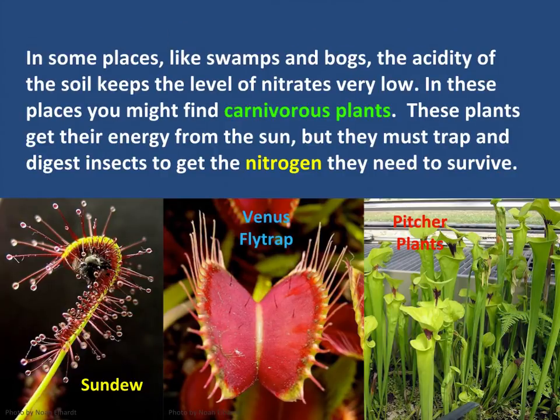Number 15. In what ecosystems would you find carnivorous plants? Swamps and bogs. Number 15. Swamps and bogs. Number 16. Where do carnivorous plants get their energy from? Obviously, they get their energy from the sun. Number 16. From the sun. Number 17. Why do carnivorous plants trap insects? To get nitrogen. Number 17. To get nitrogen.